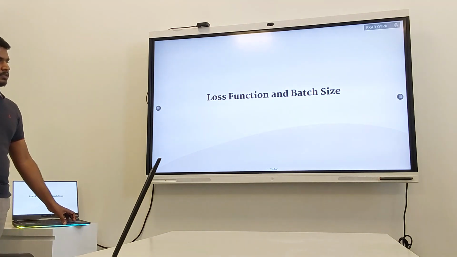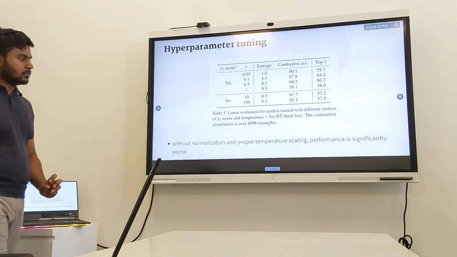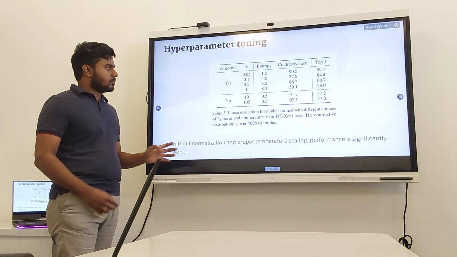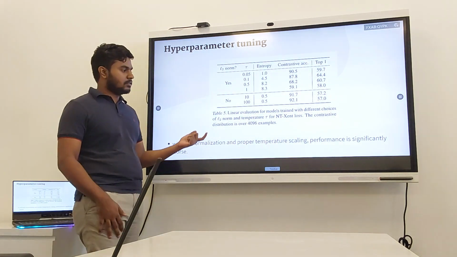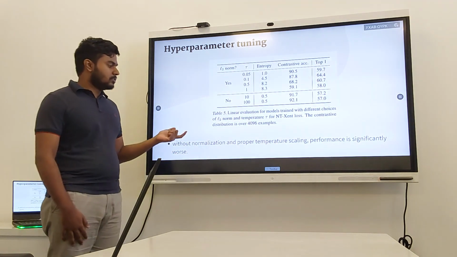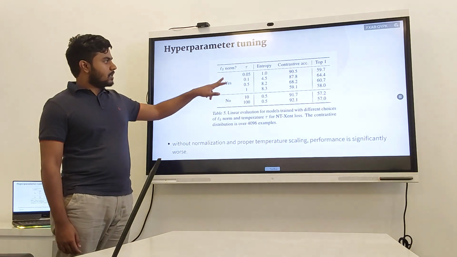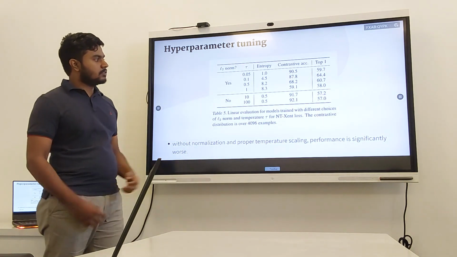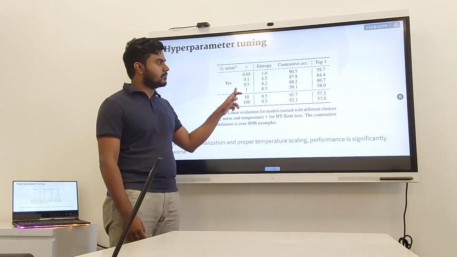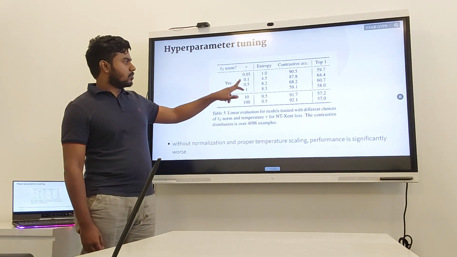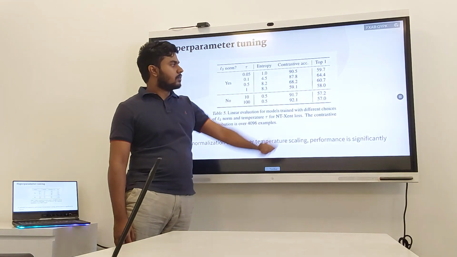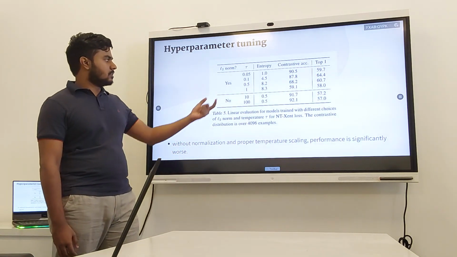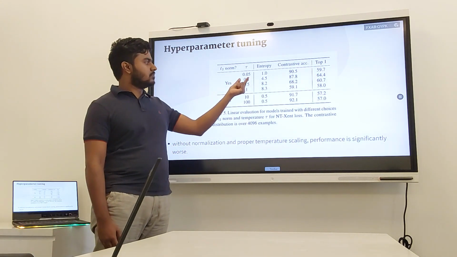Then if you look at the loss function and the batch size, they have to properly use normalization and proper temperature scaling. If they don't use this normalization and proper temperature scaling, the performance is significantly worse. The best results are under L2 norm and tau being set to 0.1.